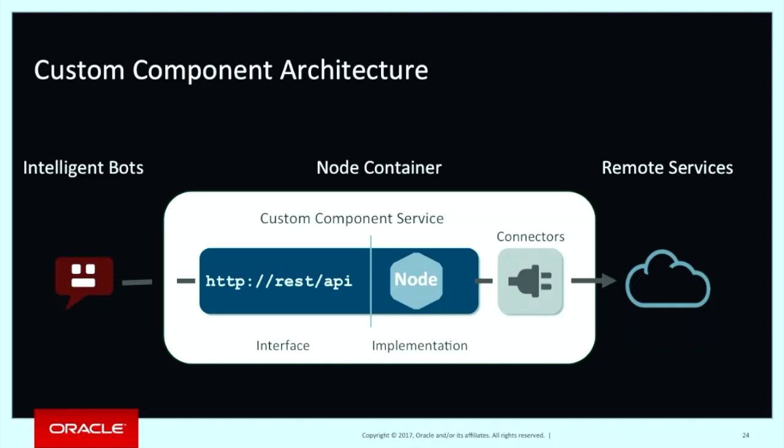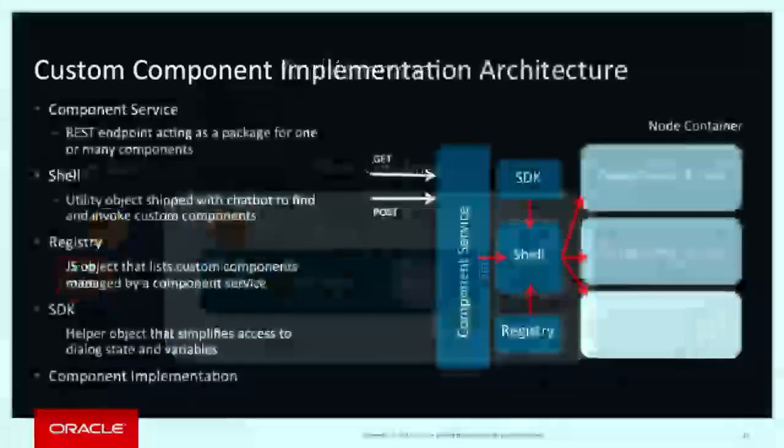If you have Oracle Mobile Cloud Service in the picture, then you have declarative connectors to REST services, SOAP services, integration cloud services, and so on, that make it easy to connect to a remote service to query data or update data. This architecture shows you how it works. A custom component starts off with a custom component service, which can host many custom components. You can imagine this like a package in Java that has different classes and functionality. The call is made via HTTP into the component service. The component service invokes the connector, gets the information that it needs, and returns.